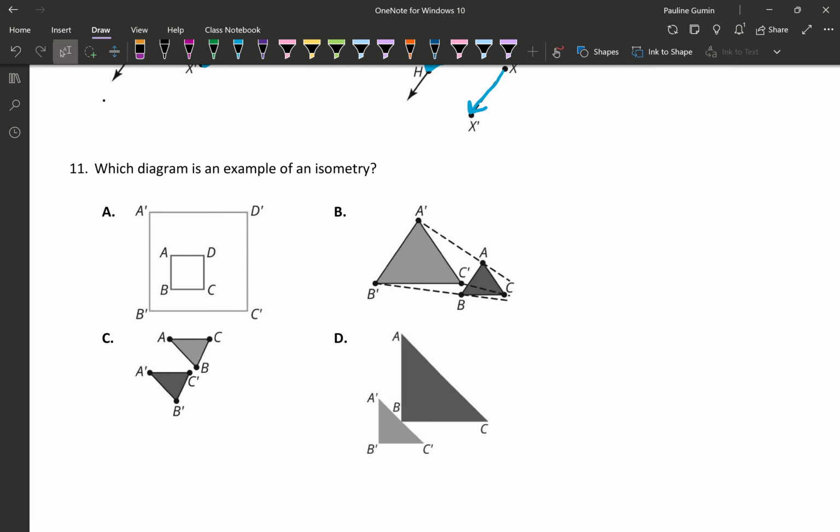Number 11, which diagram is an example of isometry? Well, isometry is when the shape moves, or reflects, but keeps the same size and same shape. Take a look at the options. Which one do you think is an example of keeping the same size and shape? Hopefully you decided it's letter C.